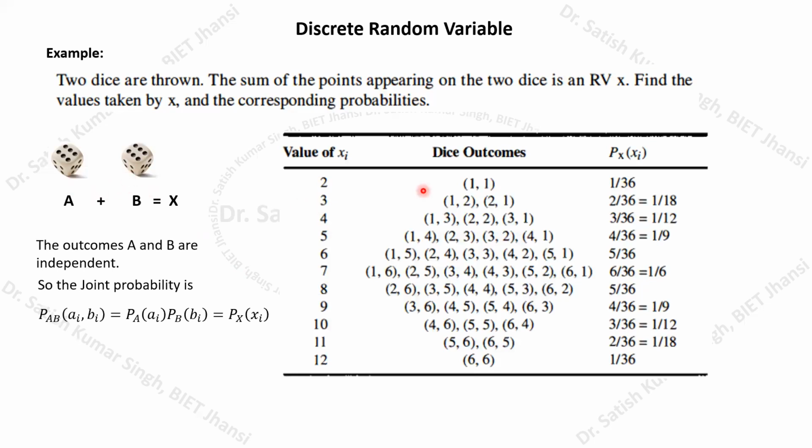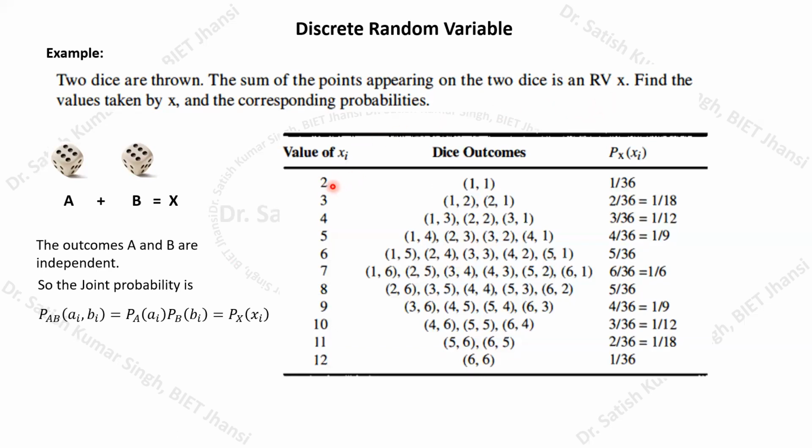So here you can see this is the first dice outcome, and this is the second dice outcome. The first case we can have is that the first dice has the outcome equal to 1, and the second is also equal to 1. The summation of these two will be the value of the random variable X, so it will be equal to 2, right? Here I am denoting the outcomes which the random variable X is going to assume.